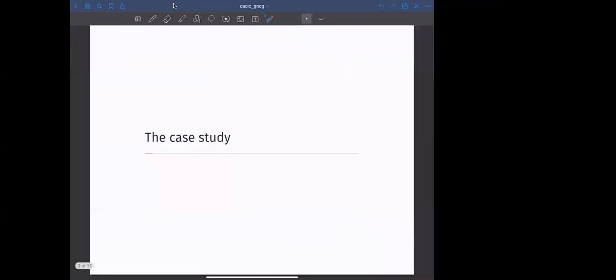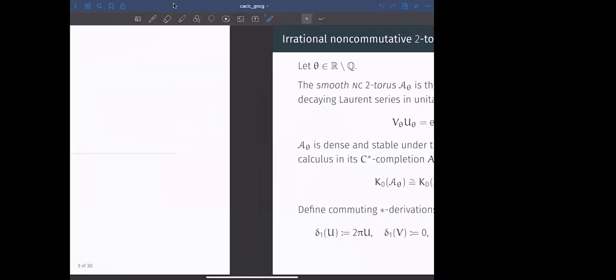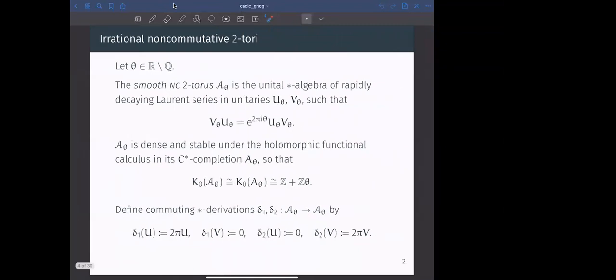So let me begin at the beginning, and I want to begin by introducing the case study. And the case study goes back to the very dawn, the very beginning of the noncommutative differential geometry program. And it's this business of constant curvature connections on Heisenberg modules. So let us begin with some very, very familiar objects.